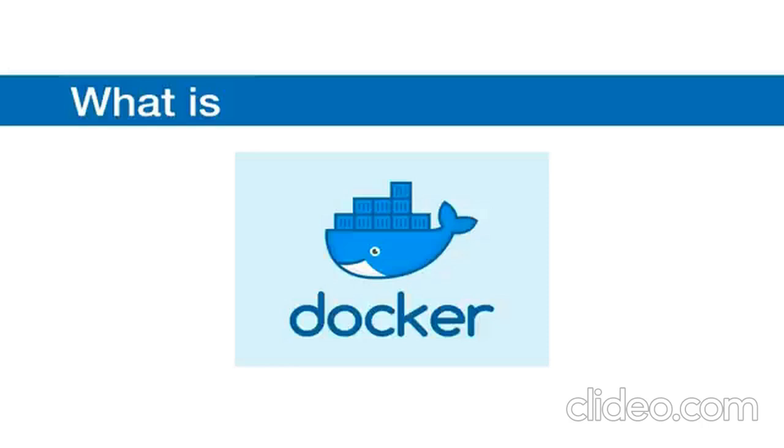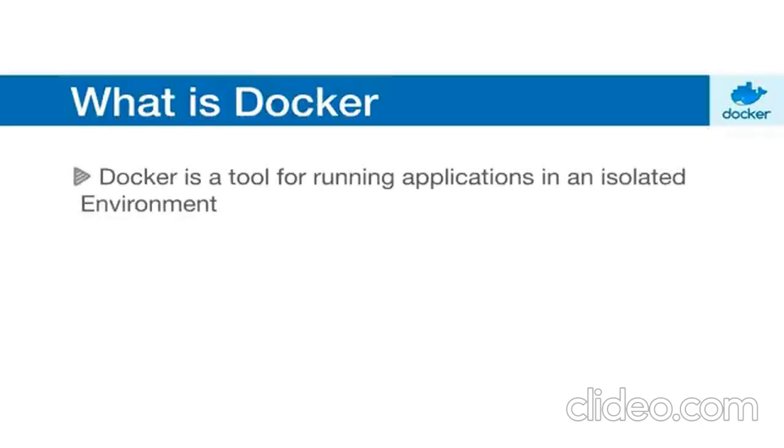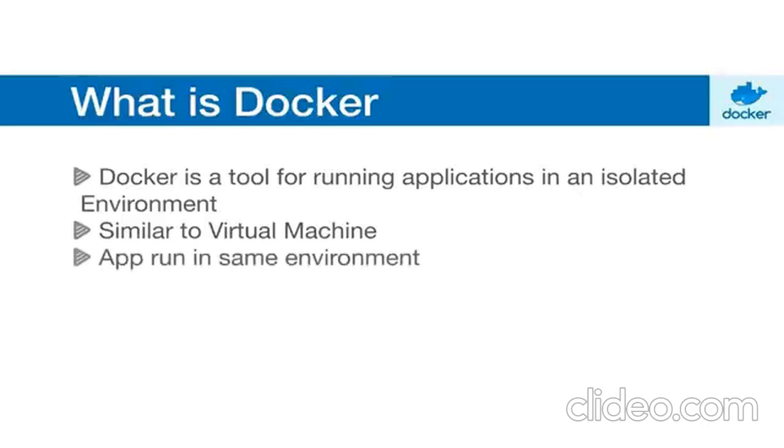All right, let's go ahead and understand what exactly is Docker. Docker is a tool for running applications in an isolated environment. So it's very similar to a virtual machine, but it's much faster and doesn't require a lot of memory and an entire operating system to operate. The cool thing about Docker is that your app runs in the exact same environment. If it works on my machine, it will definitely work on your machine. If it works on the staging environment, it will also work in the production environment. So this is one of the benefits of Docker.